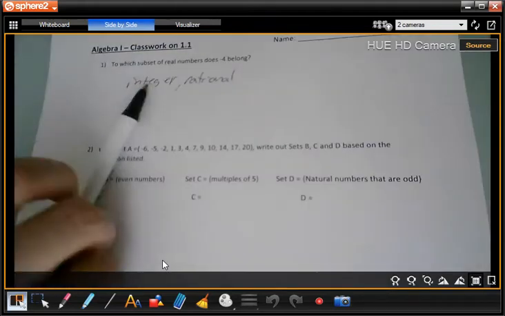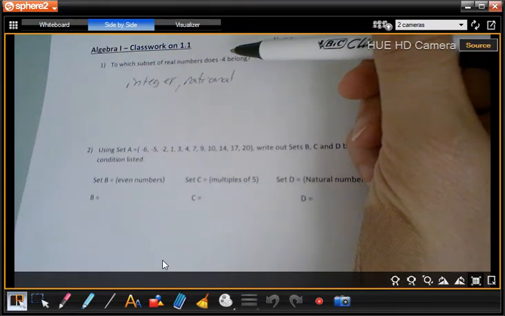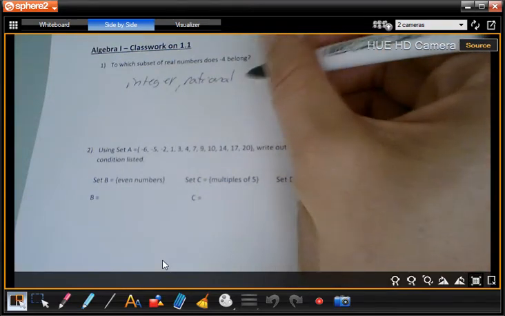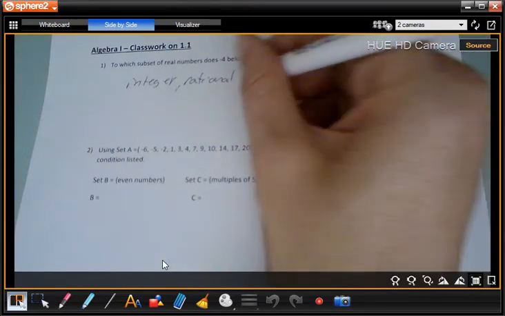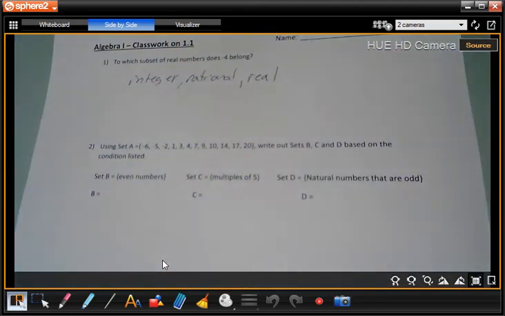Okay, we're going to look at 1.1 and we're going to talk about what subset of real numbers -4 belongs to. It is an integer, it is rational, and it is real. It says what is a subset of it, so you don't necessarily have to put real there, but I just want to emphasize that it is real.